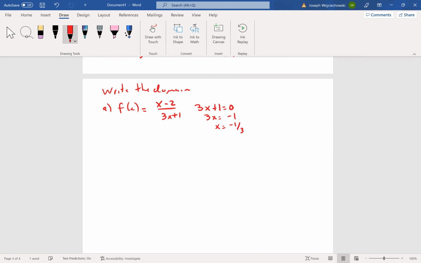So this means that x cannot be negative 1/3. So x can be negative infinity all the way to negative 1/3, not including it, union with, again, not including negative 1/3 all the way to infinity. In other words, everything but negative 1/3.